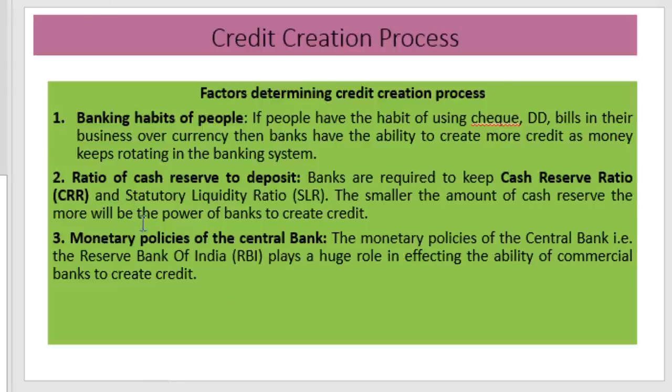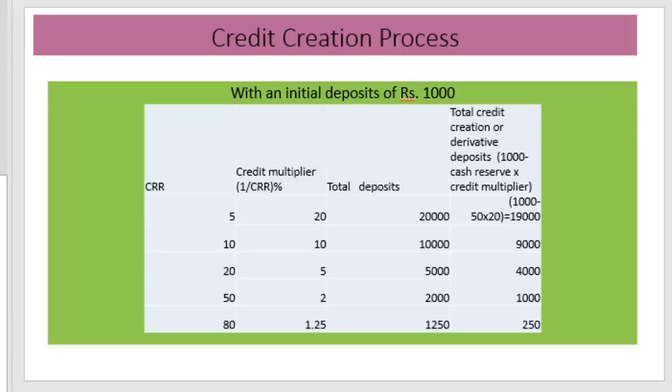It depends upon so many other factors like banking habits of the people, and the cash reserve ratio that we have seen. The higher the ratio, the lower will be the credit creation process. If the ratio is lower, the credit creation amount will be higher, etc. Monetary policy determines this cash reserve, etc., and all the reserves. These are the factors which determine the credit creation process of a bank.